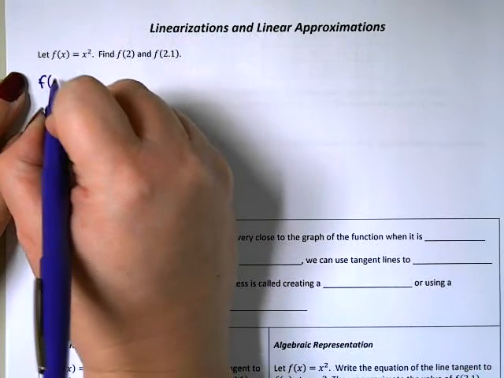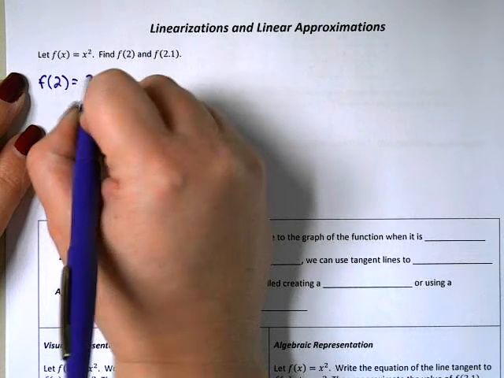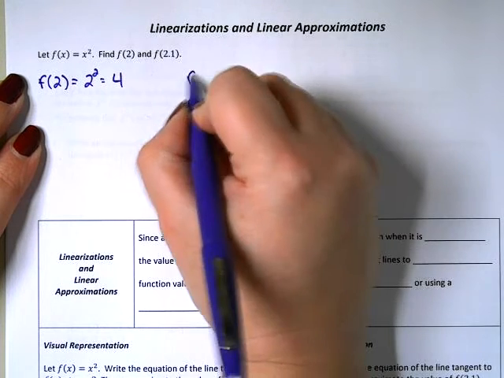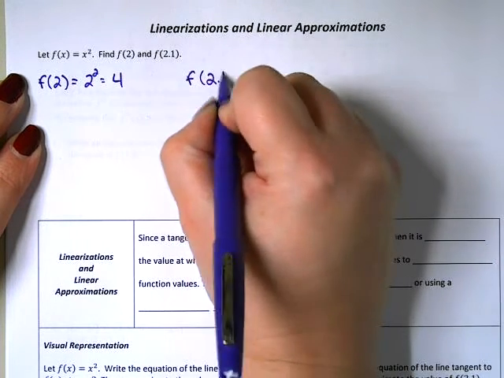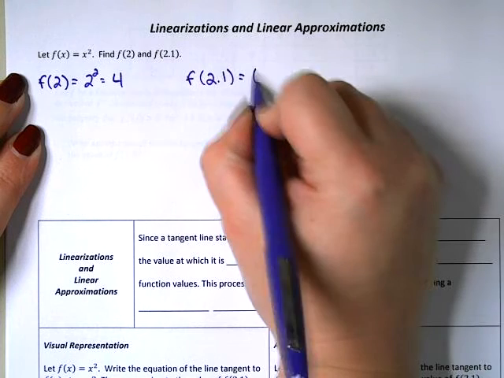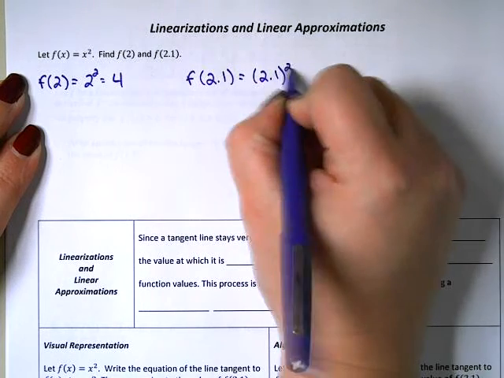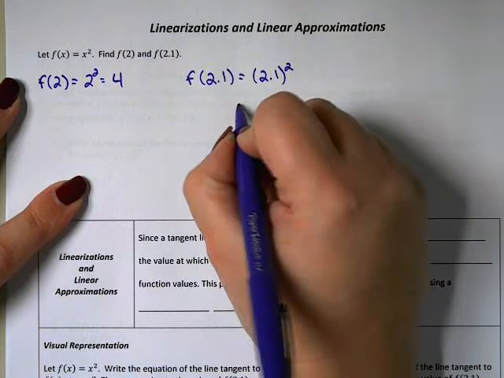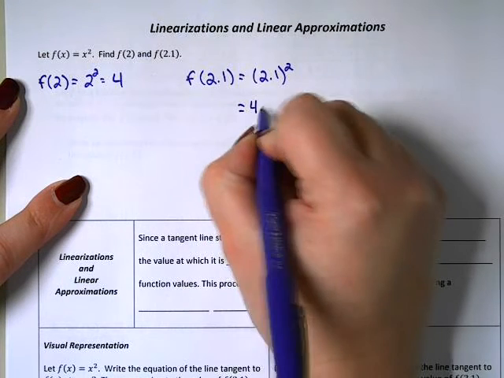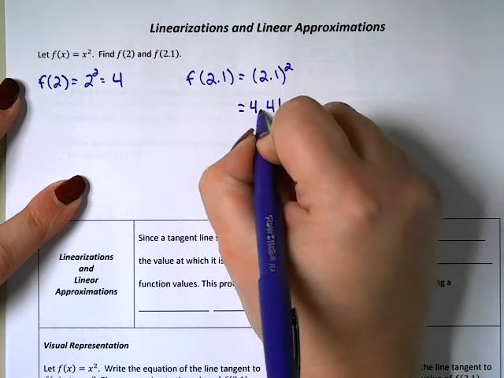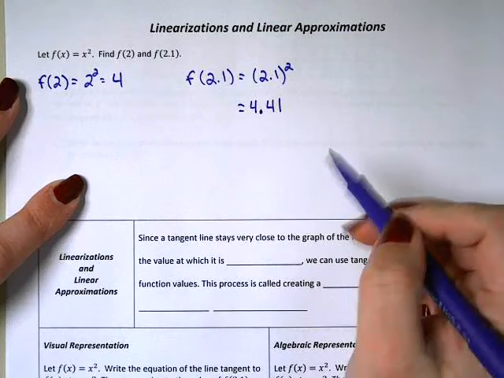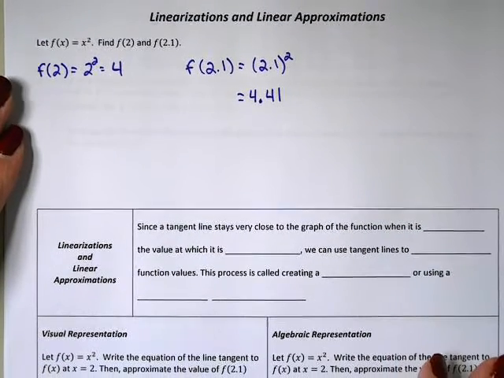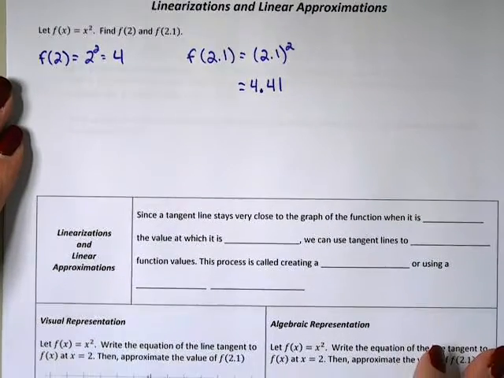We're just going to substitute in 2. So we would get 2 squared, which is 4. Then if I asked you to evaluate f of 2.1, that's a little bit harder because 2.1 squared without a calculator might throw you off. Hopefully you agree with me when I tell you that it's 4.41. But doing it without a calculator can get a little messy. So that's actually where linearizations and linear approximations come in handy.